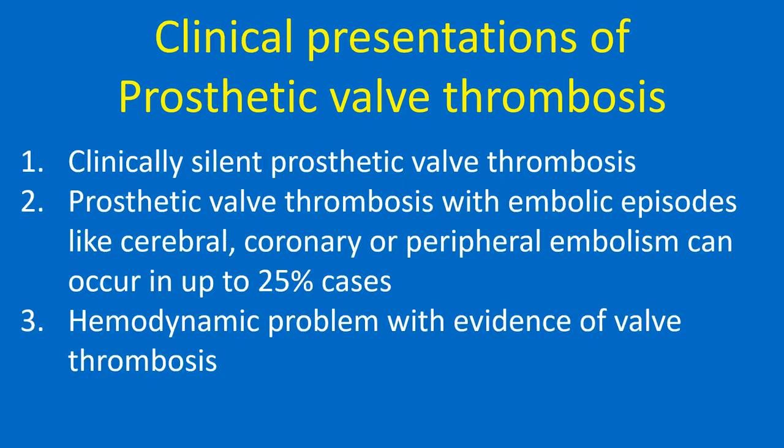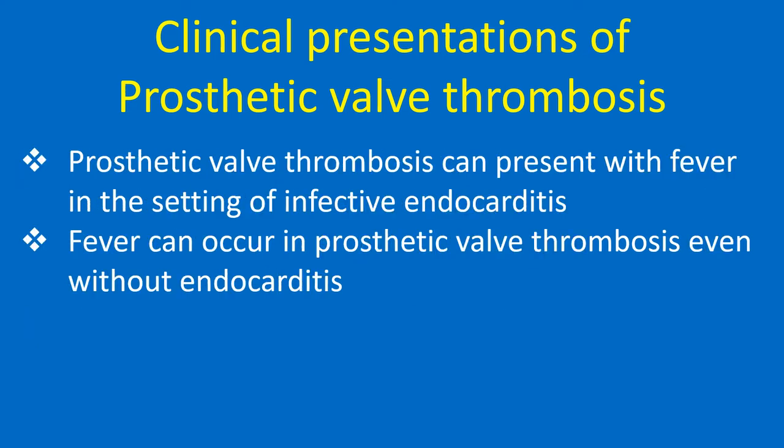Clinical presentations. 1. Clinically silent prosthetic valve thrombosis. 2. Prosthetic valve thrombosis with embolic episodes like cerebral, coronary or peripheral embolism can occur in up to 25% of cases. 3. Hemodynamic problem with evidence of valve thrombosis. Prosthetic valve thrombosis can present with fever in the setting of infective endocarditis. Fever can occur in prosthetic valve thrombosis even without endocarditis.